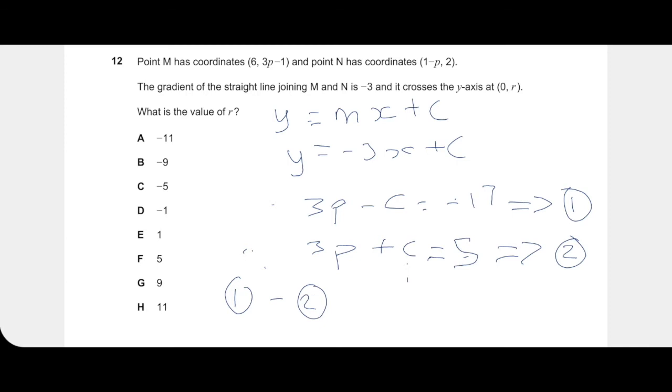So what does that leave me? So minus c minus c is equal to minus 2c, and 3p minus 3p is 0. It's equal to minus 17 minus 5 is equal to minus 22. So I'm going to simplify. c is equal to 11, and therefore our answer to this question is H. And that's question number 12 completed.